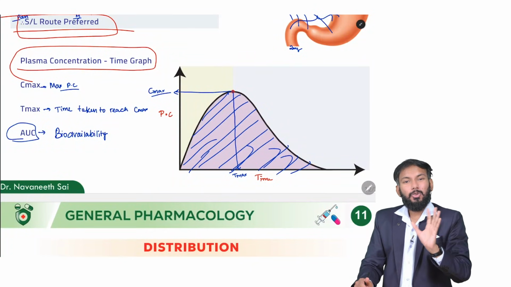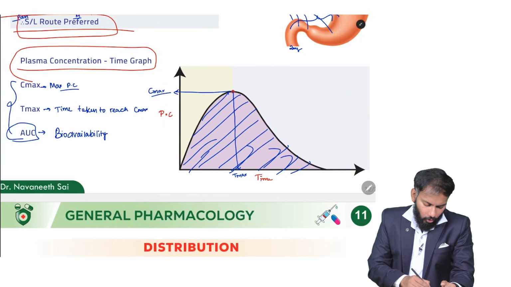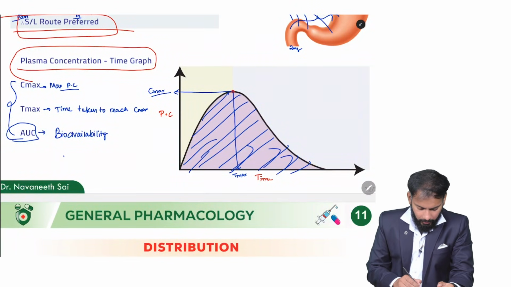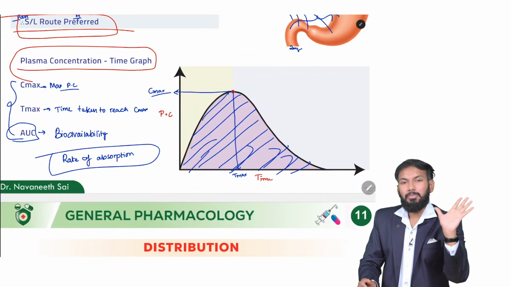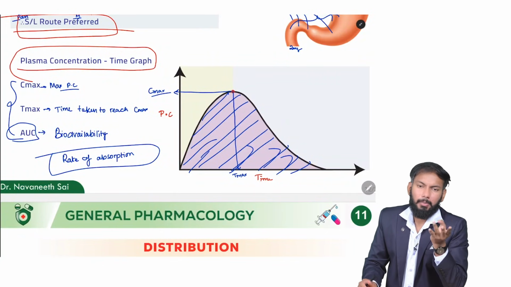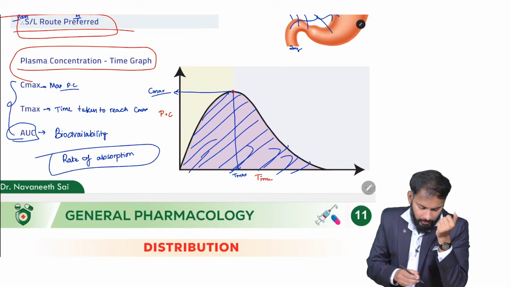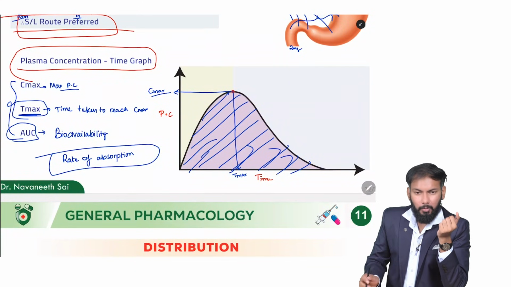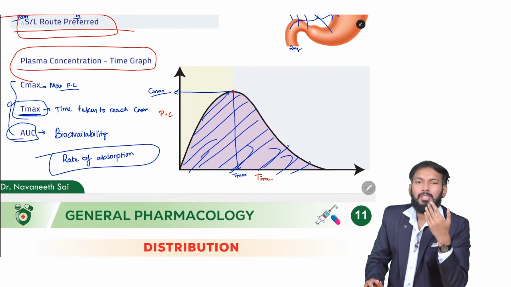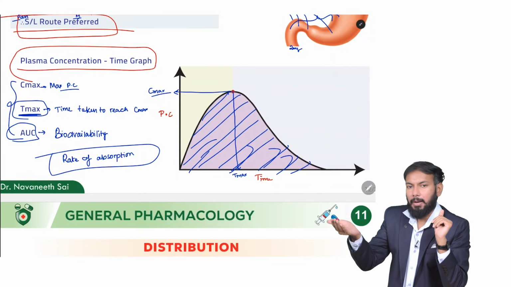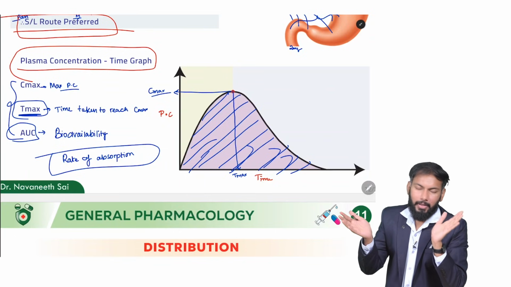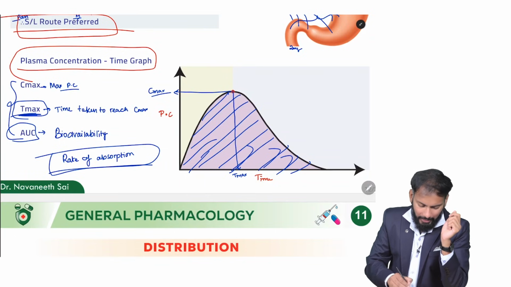Now, they will ask you one more question. Which of these represents the rate of absorption? Rate means speed. Which one will tell you if the drug is absorbing faster or slower? Cmax, Tmax or AUC? If you use common sense, it is Tmax, because it is telling you the time. It will tell you the time in which the drug is being absorbed. If it is absorbed in 5 minutes, and another drug is absorbed in 10 minutes, which one is faster? 5 is faster. That is why Tmax will tell you the rate of absorption.